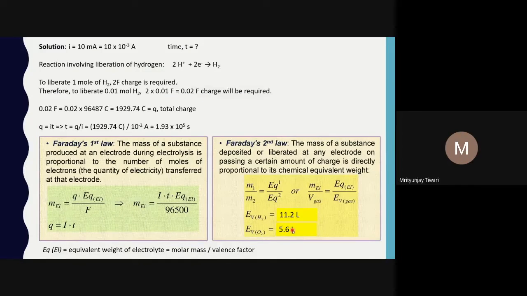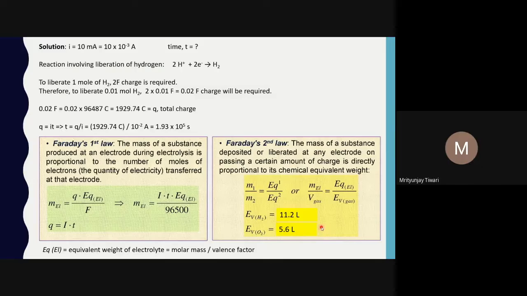It is simply the valency factor in the case of oxygen is 4, and how it will be 4 I will show you. The other way to find out is simple. This is the oxide ion. Oxygen is evolved from the oxide ion, where the oxidation number of oxygen is -2. So from -2 it became 0. For 1 oxygen it became 0, but 2 oxide ions are required. So 2 oxide ions will lose 4 electrons to become 1 O2. So the valency factor is 4.